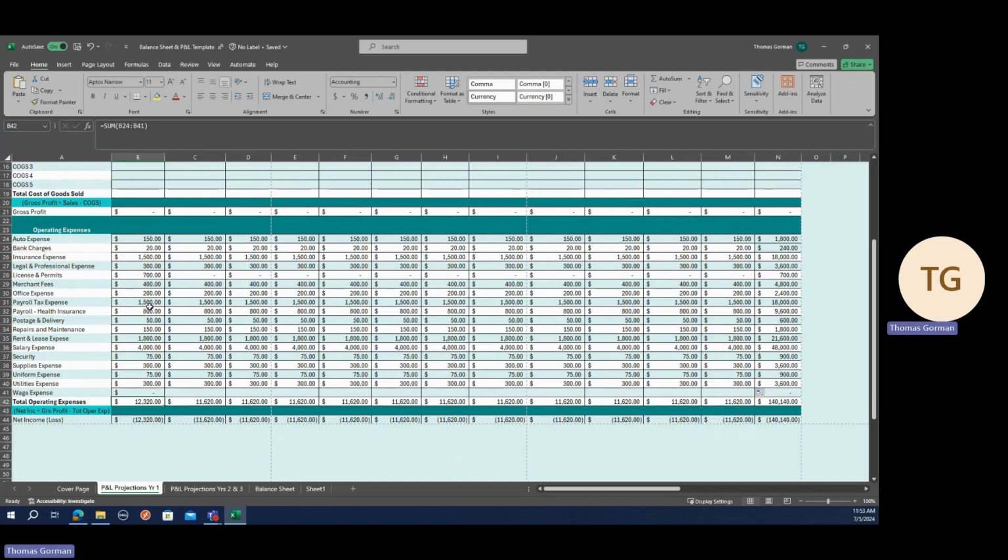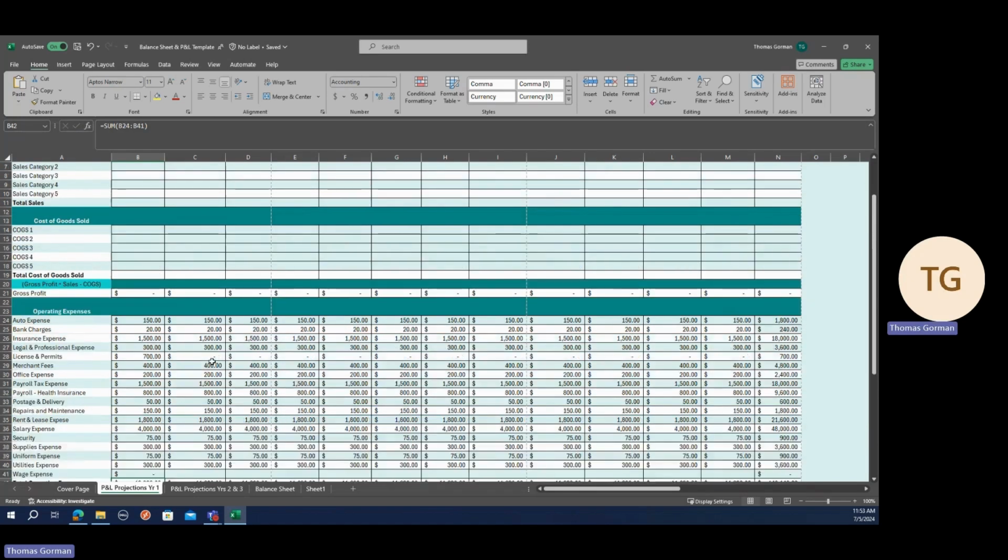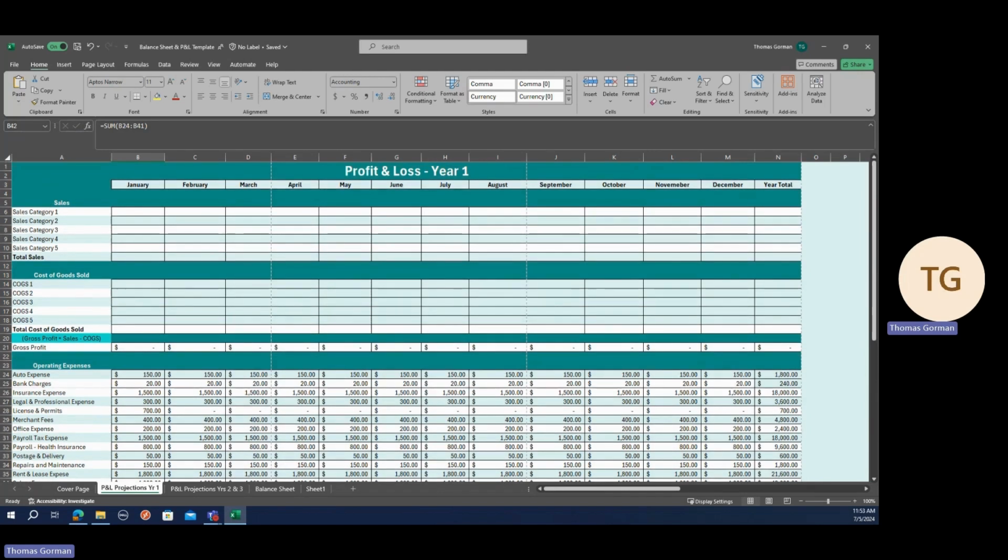For every other month, that number is 11,620. So we have to get our gross profit for the month of January to equal $12,320 to break even. For every other month of the year, our gross profit has to equal $11,620 to break even. And so that sets us up to now look at our sales and our cost of goods sold.